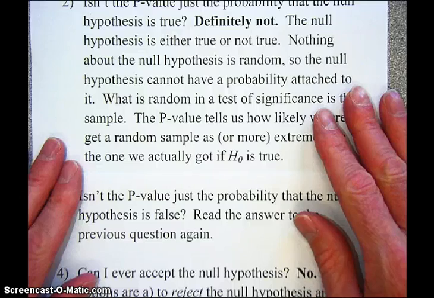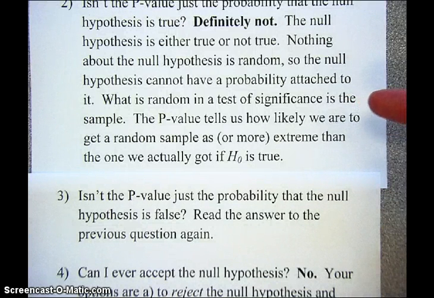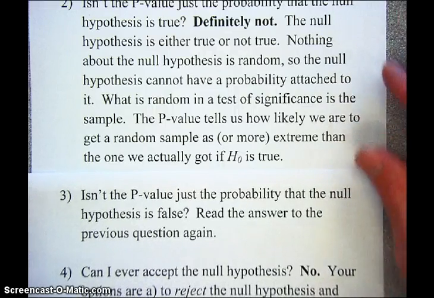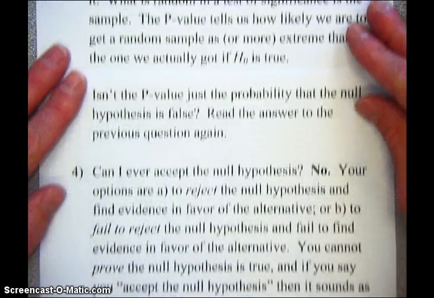Here's the third one. Isn't the p-value just the probability that the null hypothesis is false? Well, read the answer to that question again. Read it as many times as you need to until it sets in. You have to remember that the null hypothesis is not random. It has no probability attached to it.